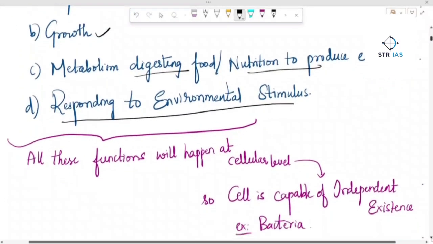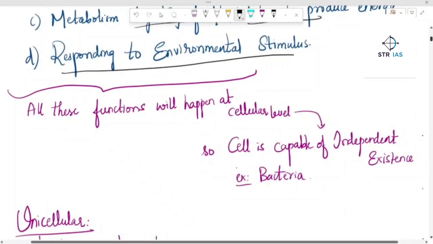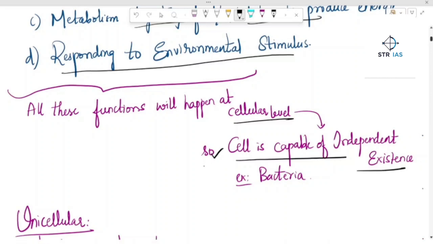So all these functions will be happening at the cellular level. So the cell is capable of independent existence. This statement can be asked in the prelims examination. So the basic thing is the cell is the structural and functional unit of life, and all the functions are happening at the cellular level. So the cell is capable of independent existence.